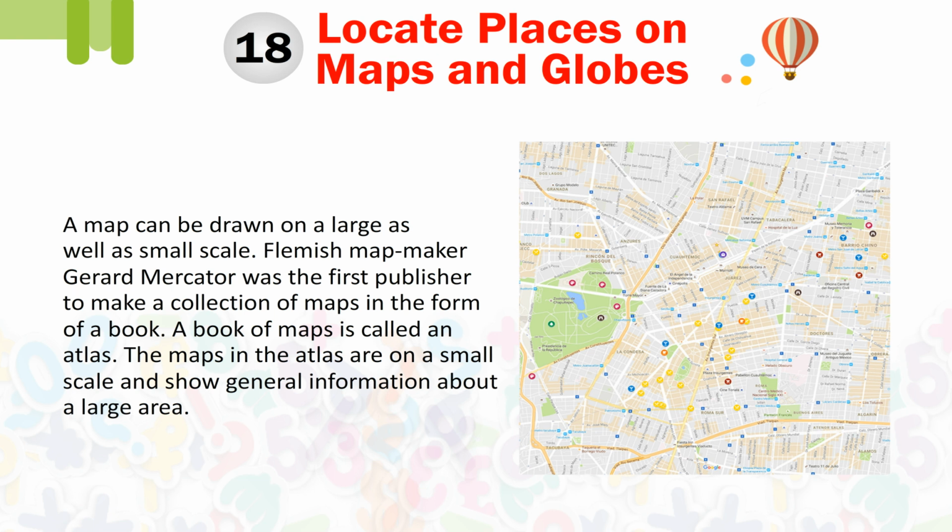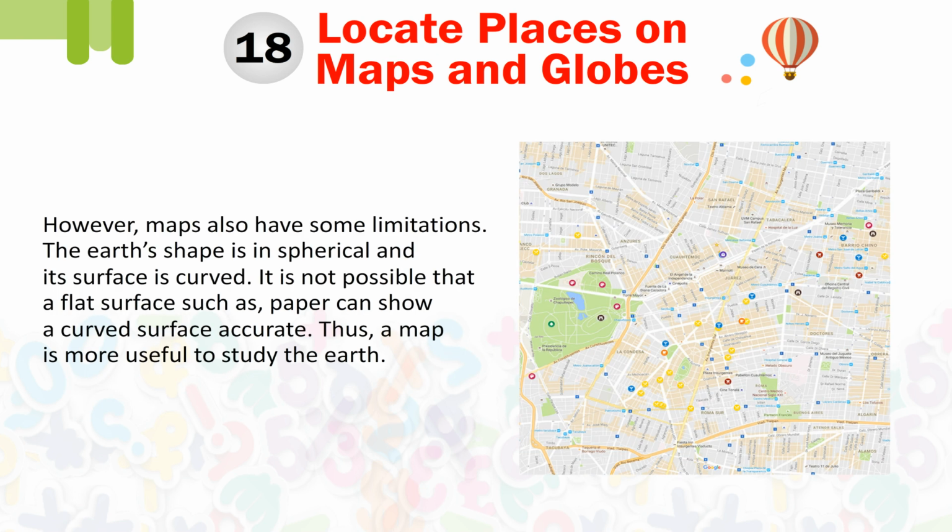Flemish mapmaker Gerard Mercator was the first publisher to make a collection of maps in the form of a book. A book of maps is called an atlas. The maps in the atlas are on a small scale and show general information about a large area. However, maps also have some limitations. The Earth's shape is spherical and its surface is curved. It is not possible for a flat surface such as paper to show a curved surface accurately. Thus, a globe is more useful to study the Earth.